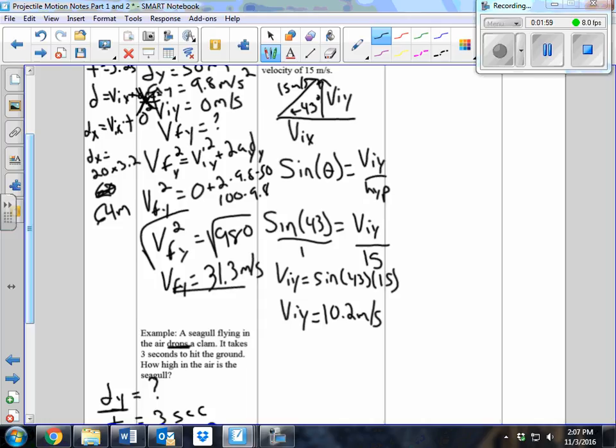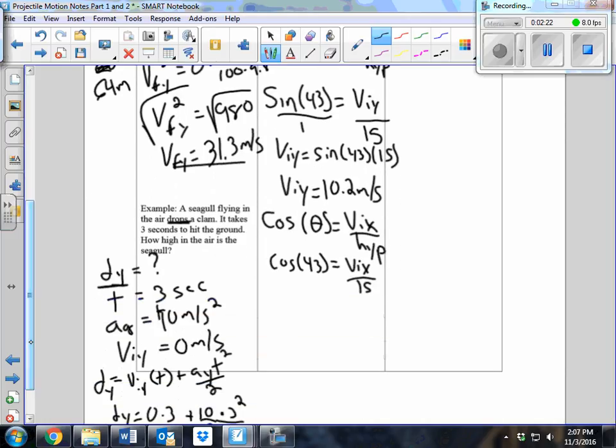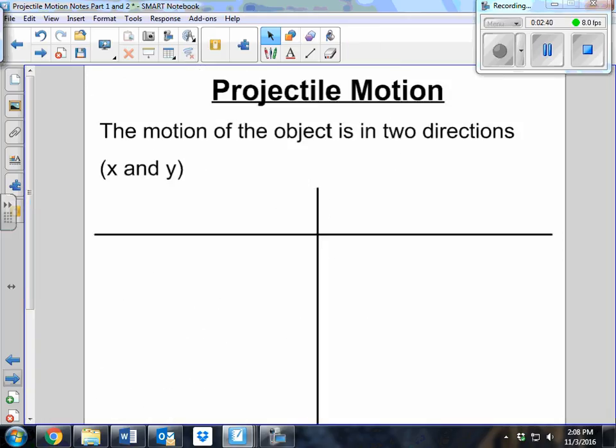And then we have to do the same thing for VIX. VIX would be cosine because it's adjacent to the angle. So cosine of theta equals VIX over hypotenuse. When we plug in, I have cosine of 43 equals VIX over 15. When I cross multiply, and for the sake of time, I'm just going to put the answer, I get VIX equal to 11 meters per second. Now, once again, now that we have its x and y components, we totally disregard that 15 meters per second. We never use it again because we don't need it.